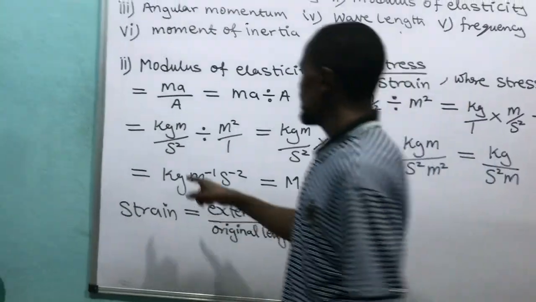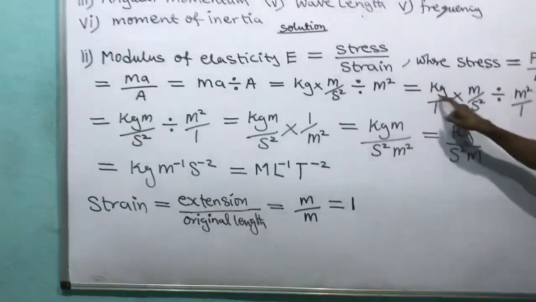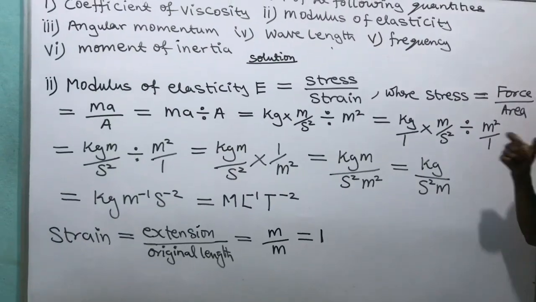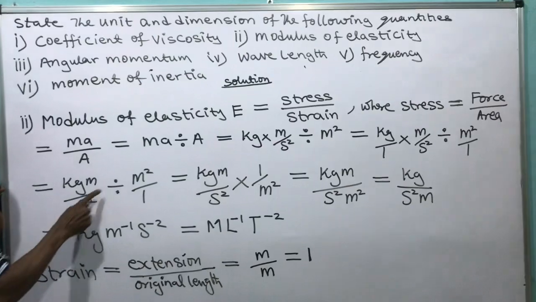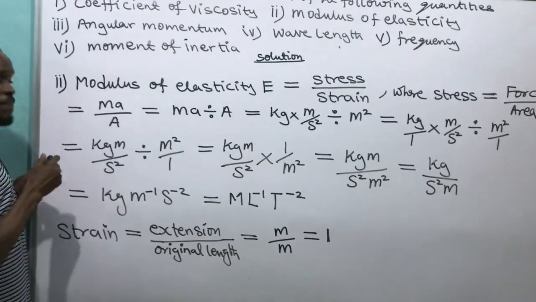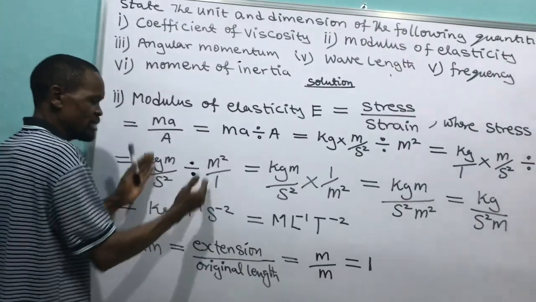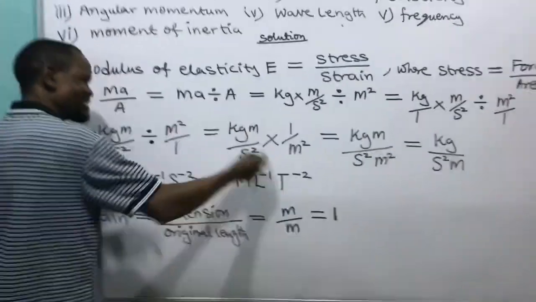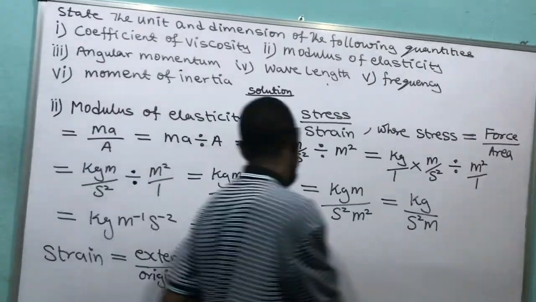Then coming over here, kilogram times meter will give me kilogram meter. 1 times second square will give me second square. Then we now say kilogram meter over second square, divided by meter squared over 1. Are you following? Watch properly here. Pay attention so that you grab it properly. Now this is division, so multiplication applies: kilogram meter per second square times 1 over meter square.